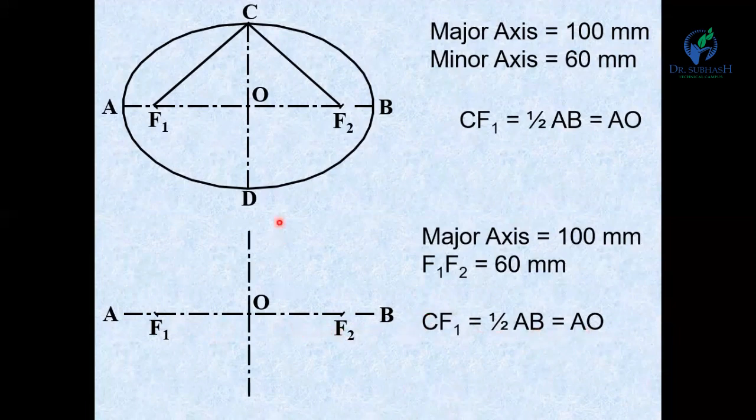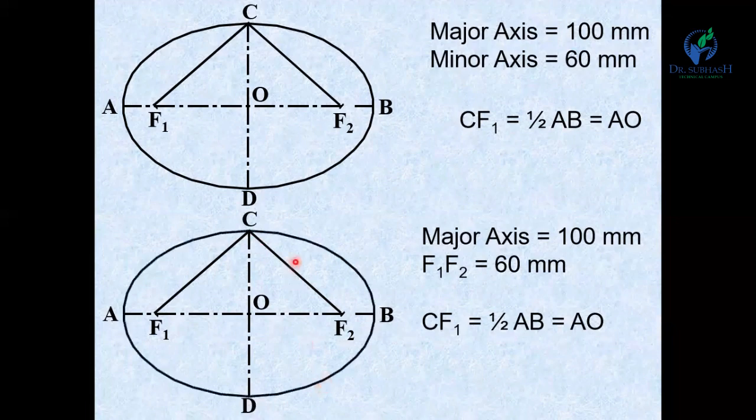Now, draw a line from O which is perpendicular to AB. Now, take radius equal to AO and center F1 and draw one arc. Similarly, same radius, center F2, and draw an arc. So the intersection point is C. And similarly, you can find the point D. So in this way, you can find the minor axis.